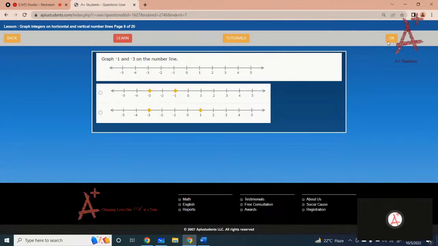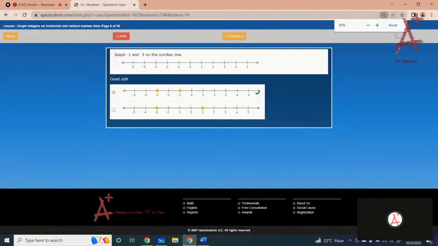Graph negative 1 and negative 3 on the number line. So which number line represents negative 1 and negative 3? Yes, it is the first one that represents negative 1 and negative 3. Got it? Select the correct option and click on the OK button.